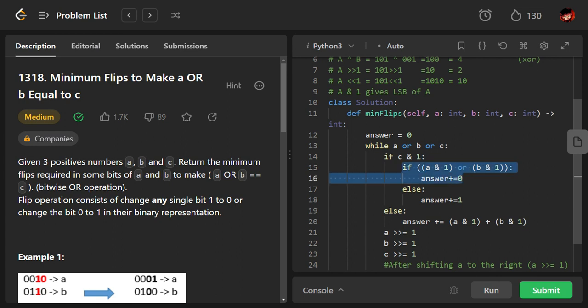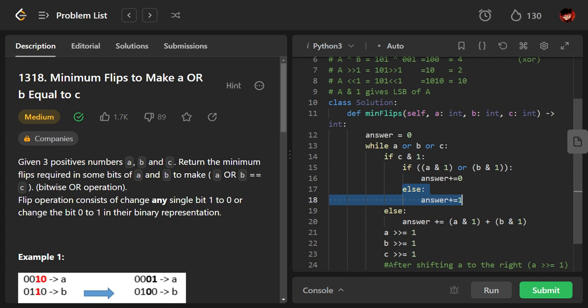In the fourth case, where both A and B are 0, we will come to this case where we are going to add 1. So we require one flip, in either A or B. Any one of them, we just need to make a flip. If both of them are 0, we just need any one of them to be 1.